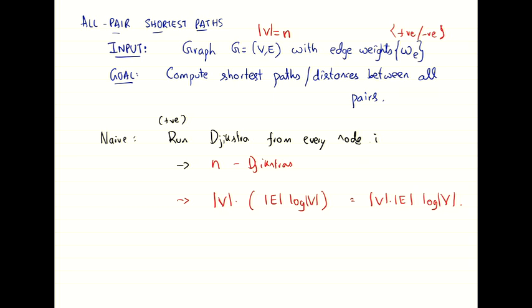The problem is again very familiar. It's just the shortest paths. You're given a graph, and you want to compute shortest paths or distances between every pair of nodes in the graph, all the n squared pairs of distances. Is the question clear? Just the good old shortest path between every pair. Okay, so we want to solve it using dynamic programming.